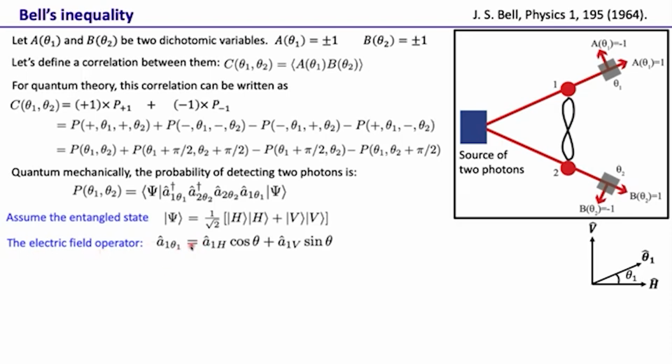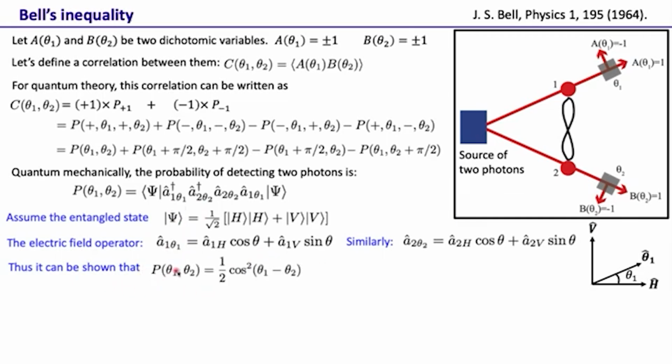Okay, so that's the electric field operator A1(θ1). Similarly, we can have A2(θ2) as A2H cosine θ2, A2V sine θ2. Now, using this wave function and these two electric field operator expressions, we can show, with some simple math, that this P(θ1, θ2) with these values is basically half cosine squared (θ1 − θ2).